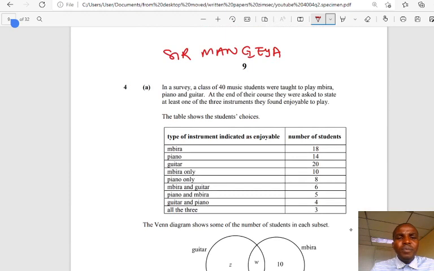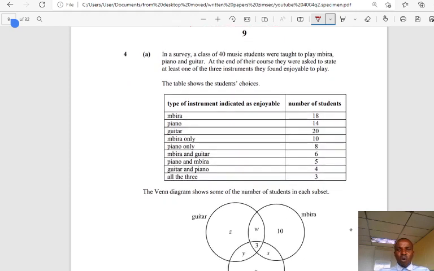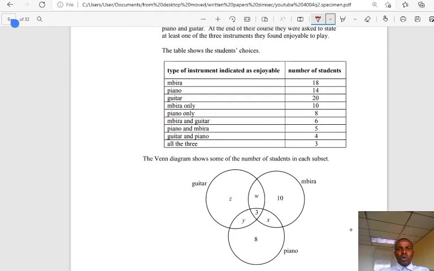Then question number 4. In a survey, a class of 40 music students were taught to play mbira, piano and guitar. At the end of their course, they were asked to state at least one of the 3 instruments they found enjoyable to play. Then the table shows the students' choices. The Venn diagram shows some of the numbers of students in each subset. Right, so I'm given the diagram there.